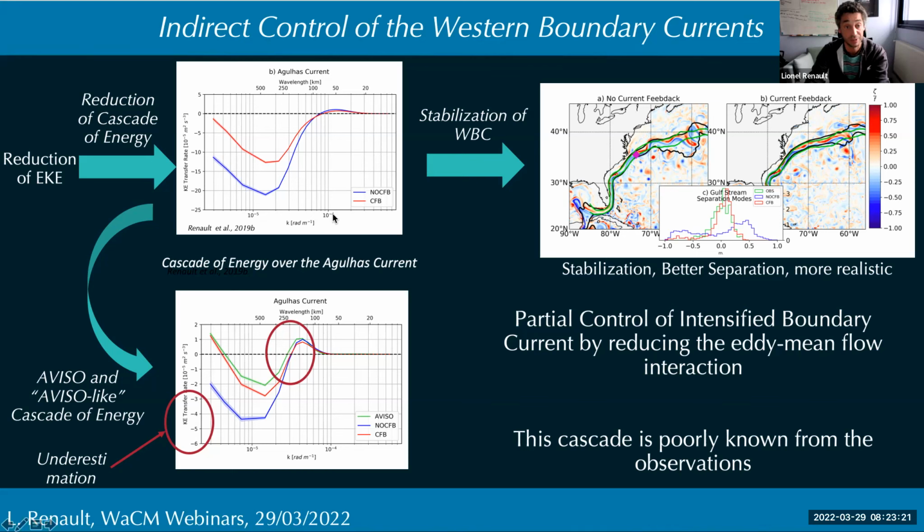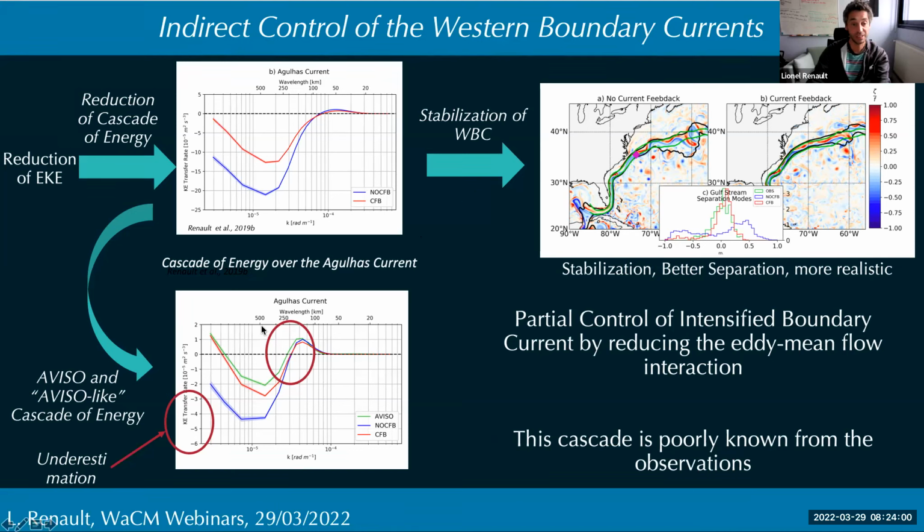This is what we call the cascade of energy, the flux of energy between the different scales. So this is small scales here on the right and large scales here. This is for the aggregate current, but we have the same for the Gulf Stream. And when we activate the current feedback, there is a reduction of the mesoscale activity. There are fewer eddies. The eddies here are separated from the Gulf Stream. They were interacting a lot with the Gulf Stream, making it unstable. And when we reduce the mesoscale activity, there is also a reduction of the inverse cascade of energy, so that there is a stabilization of the path of the Gulf Stream.